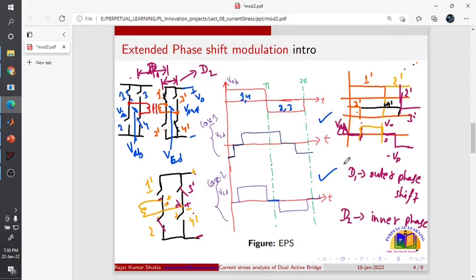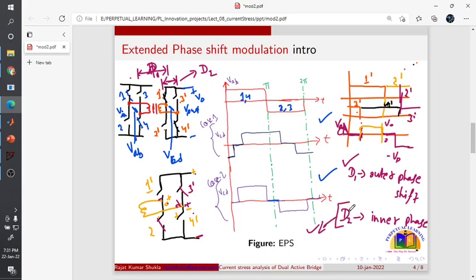So the outer phase shift will be adjusted in such a fashion that you get the output voltage and the power you have to transfer. But the inner phase shift depends only on you. Let's say your target is to reduce the current stress, which is a very hot topic in the phase shift modulation technique. Then D2 will be adjusted in that fashion.